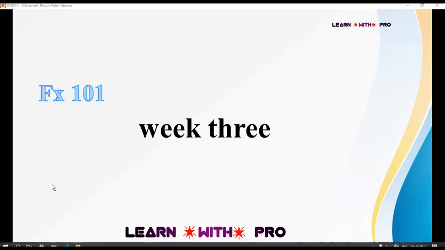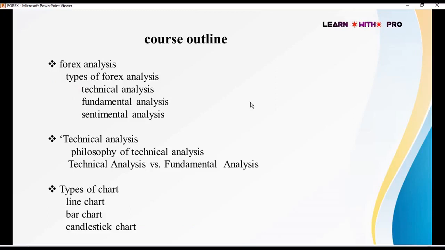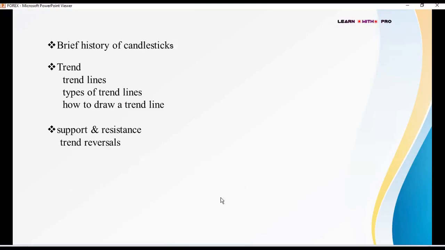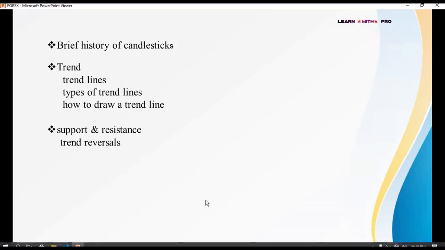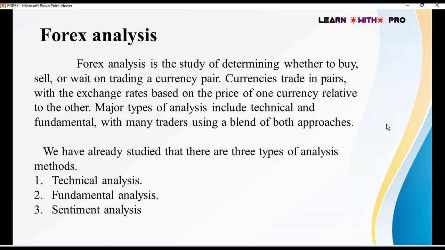So this week we'll be talking about forex analysis, the types of forex analysis, and we're talking about technical analysis as our major study. We will be looking at types of charts, a brief history of candlestick, trends, support and resistance, and trend reversal. Okay, what is forex analysis?